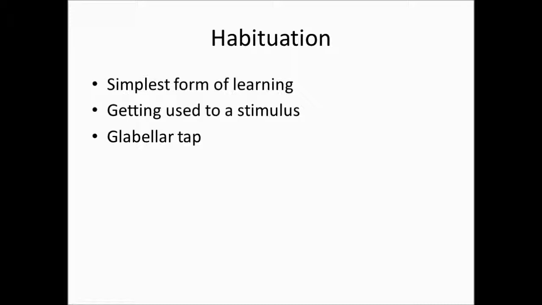Before we move on to classical conditioning, let's just think about this concept known as habituation. Now, this is a very simple concept to get our head around because it's the simplest type of learning and is thought of just as getting used to a stimulus. An example that we might choose from our clinical practice is the glabellar tap, where we tap on the forehead and get a blink response. And then gradually, over time, that blink response will decrease as we continue tapping until it goes away entirely.